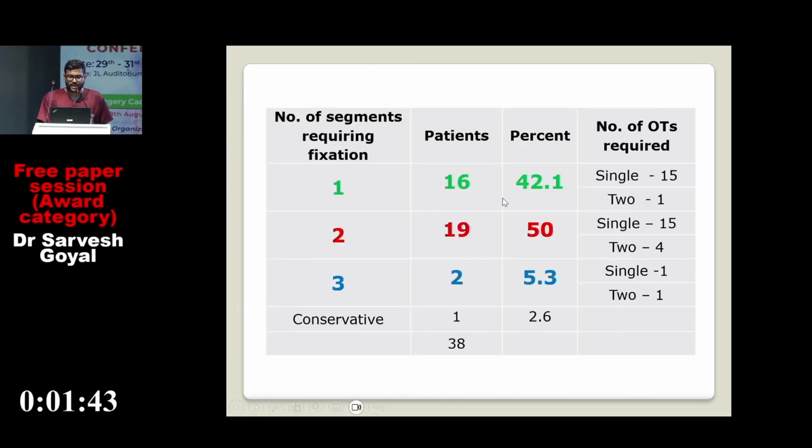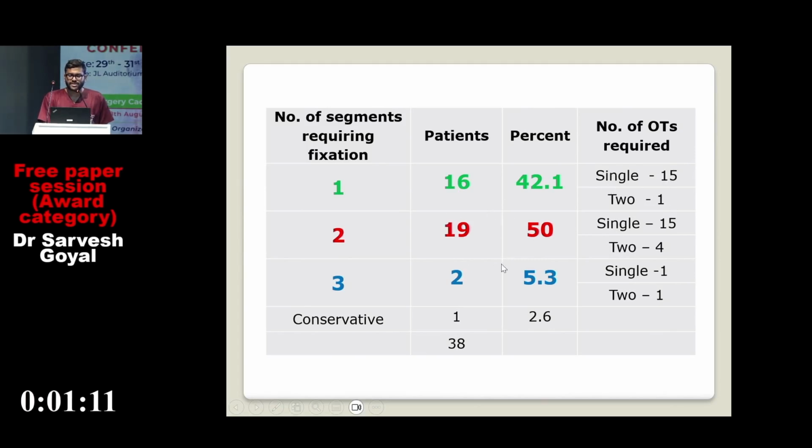So out of 38 patients, 19 patients, that is 50%, required fixation of both the unstable segments, whereas 16 patients could be managed with the fixation of only one segment, and the other segment was stable in these 16 patients, whereas 2 patients required fixation of all 3 segments. In most patients who required fixation of only one segment, they could be operated in a single sitting, whereas one patient required 2 sittings.